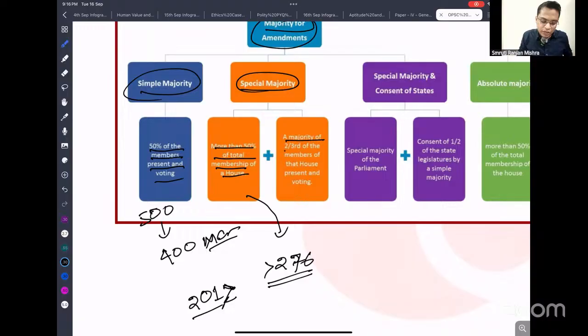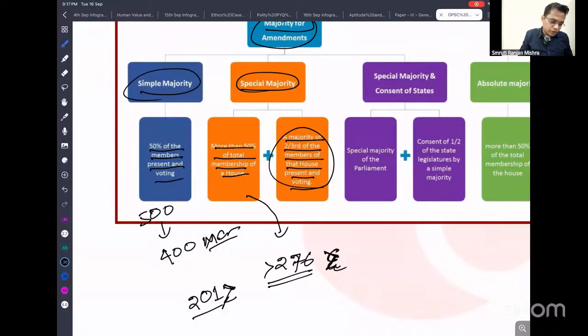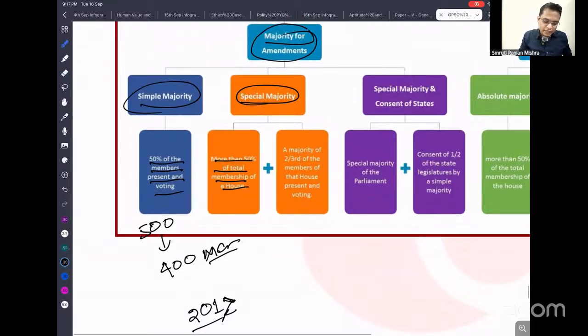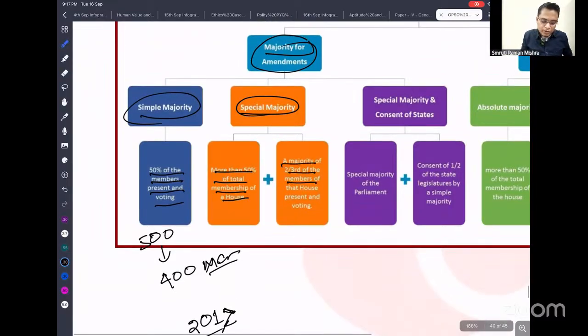So a majority of 2/3 of the members of the house present and voting. This should be more than 2/3. Yes, special majority means that should be more than 2/3. Just a second, I'm just rewriting it. So a majority of 2/3 of the members of the house present and voting.